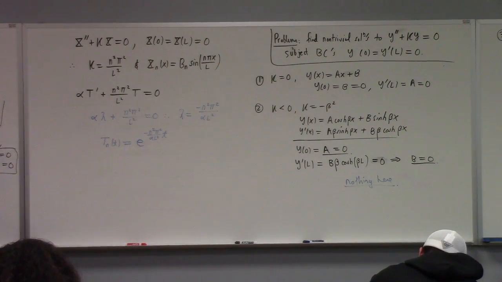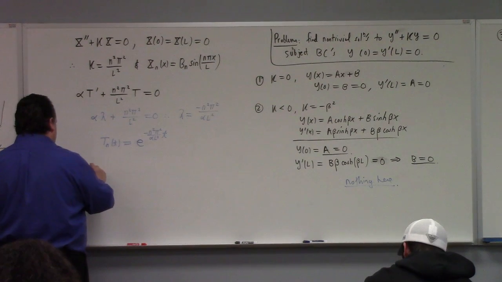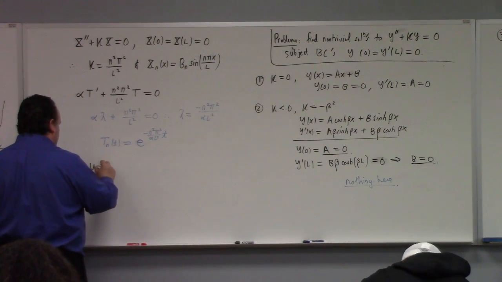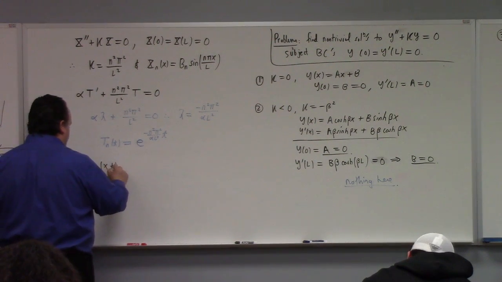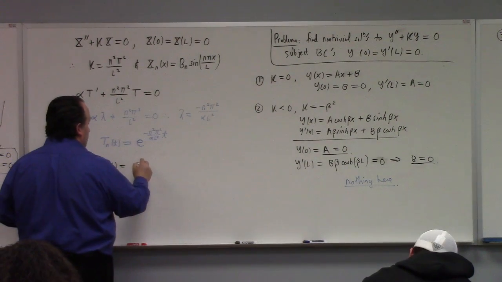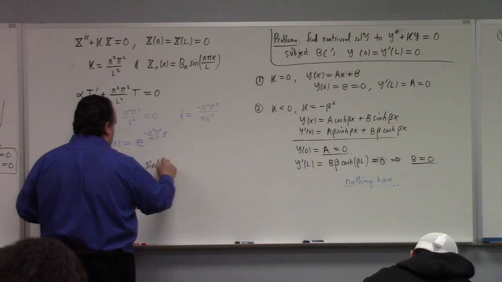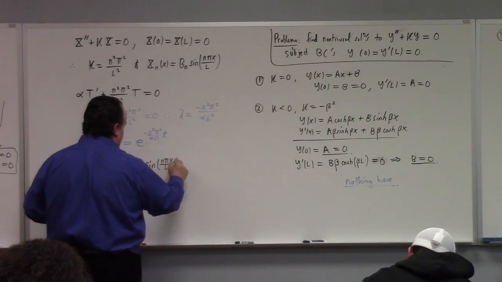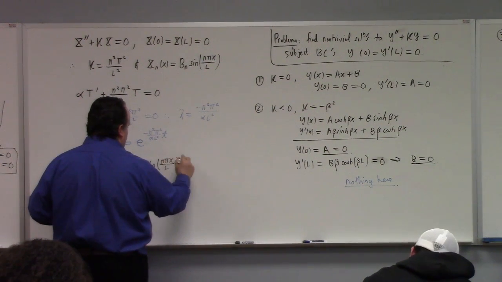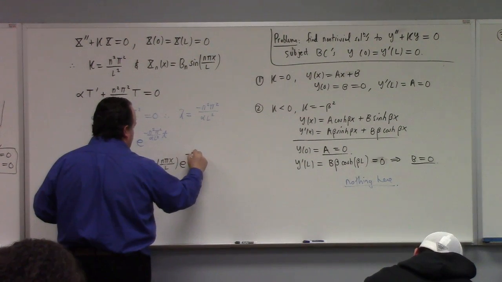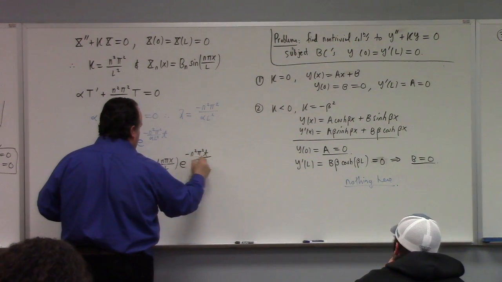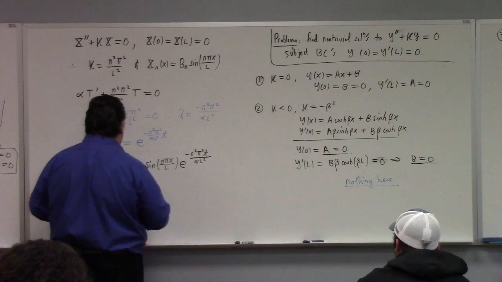So this tells me that I have what's sometimes called an eigensolution, u_n of x, t, is equal to something like b_n sine of n pi x over L times e to the minus n squared pi squared t divided by alpha L squared.